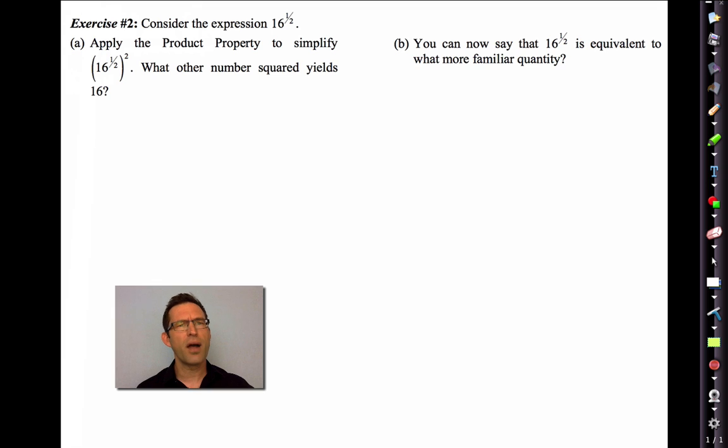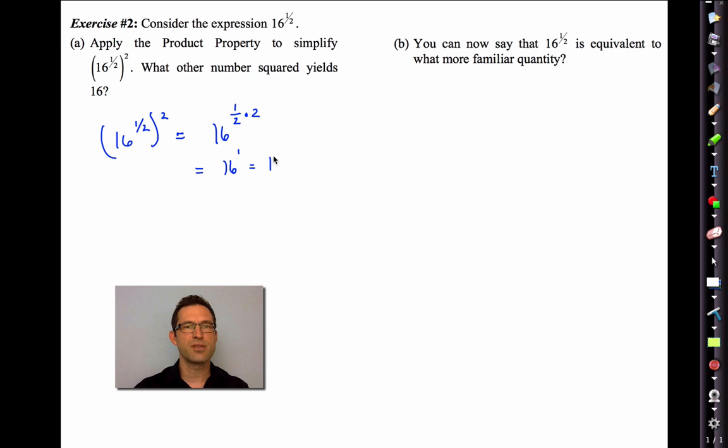It says, apply the product property to simplify 16 to the 1/2 squared. Then it says, what other number squared yields 16? So think about this for a second. If we have 16 to the 1/2 squared, then that property that we just had said that it should be 16 to the 1/2 times 2, which is 16 to the first, and that's just 16.